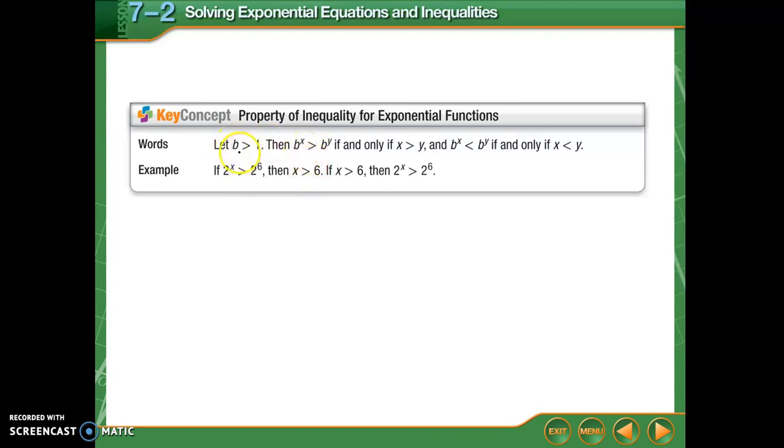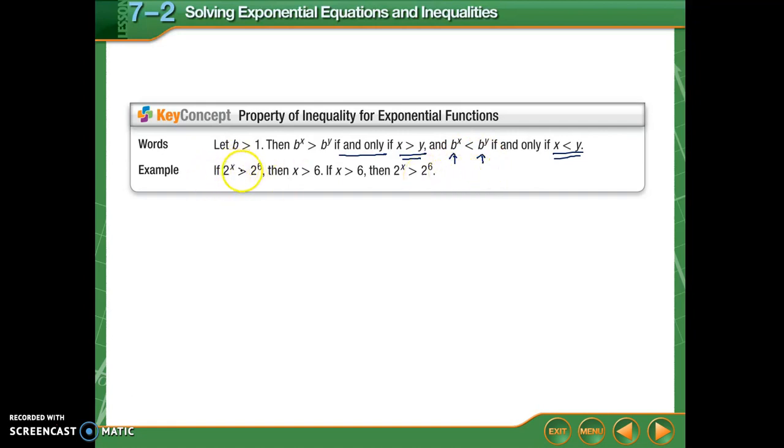If b is greater than 1, so my base has to be larger than 1, then b to the x is greater than b to the y if and only if my exponents maintain that same inequality. X has to be greater than y. It works the same way for less than. b to the x is less than b to the y if and only if x is less than y. Again, notice the key here is rewriting with the same base.